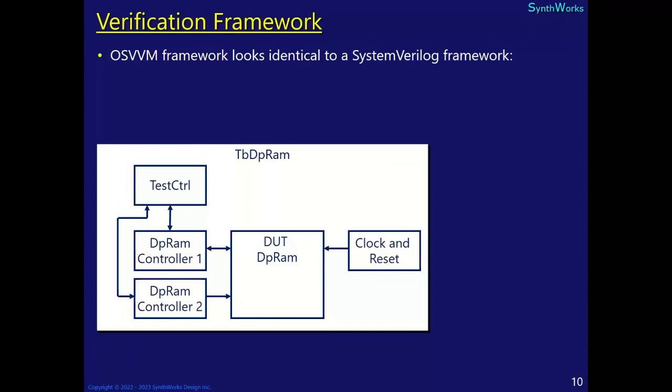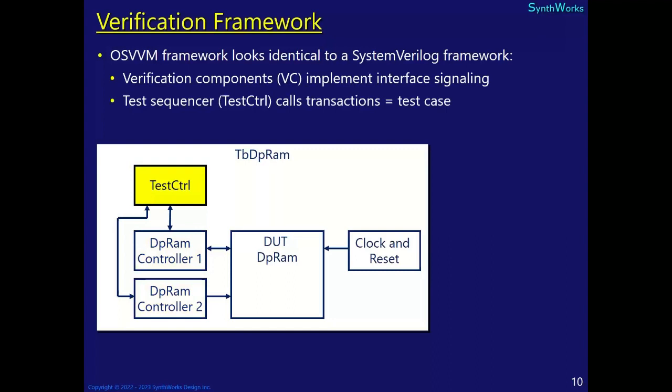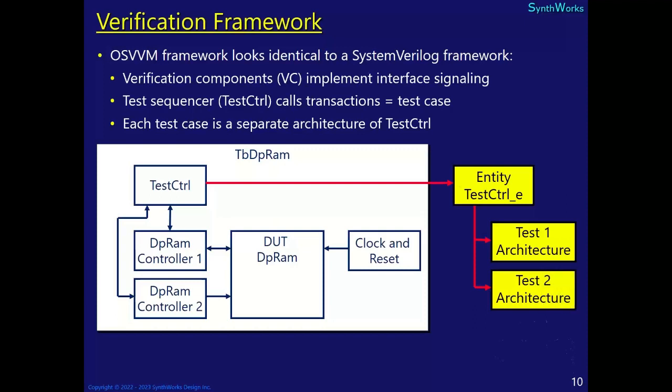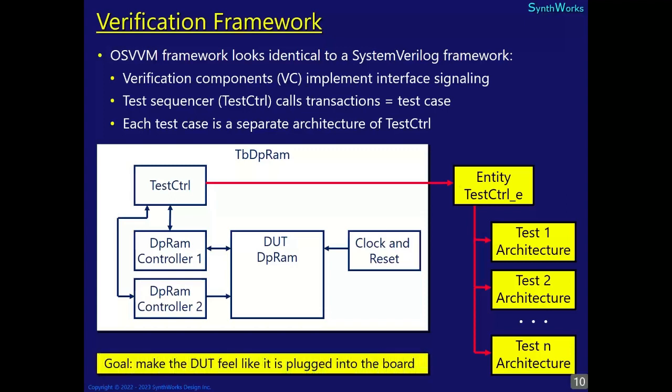Okay, so as a framework, we look pretty similar to System Avalon, or any other framework out there. We have verification components that implement the interface signaling. We have a test sequencer, which is where we put our test cases. Inside the test sequencer, it has architectures, and we use multiple independent architectures. I typically use configurations to bind everything up, but you don't have to. You can just use the last compiled architecture as the one that gets picked.